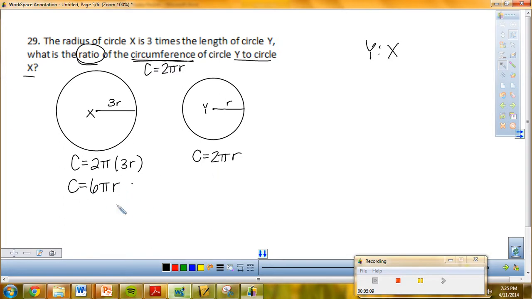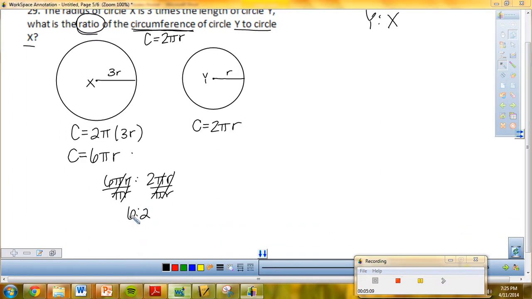Now, if I'm going to compare these two things, 6 pi r compared to 2 pi r, I want to get rid of all the things that they have in common, because I can just basically divide and they'll go away in both of them. So get rid of those things. Now I just have to compare 6 to 2. Essentially this is a fraction, it's just written in a different way. If I have 6 compared to 2, I can simplify this. I can take a 2 out of both. So 6 divided by 2 is 3, and 2 divided by 2 is 1.